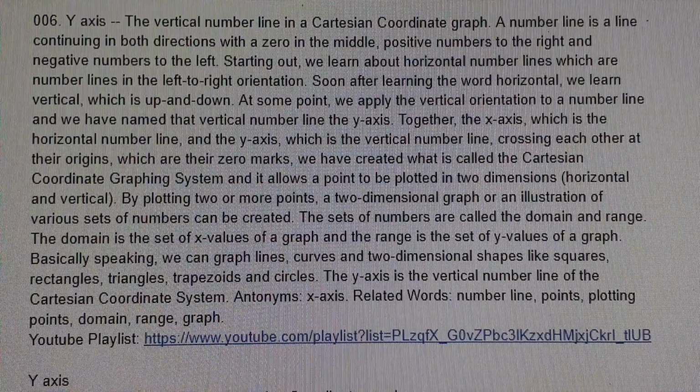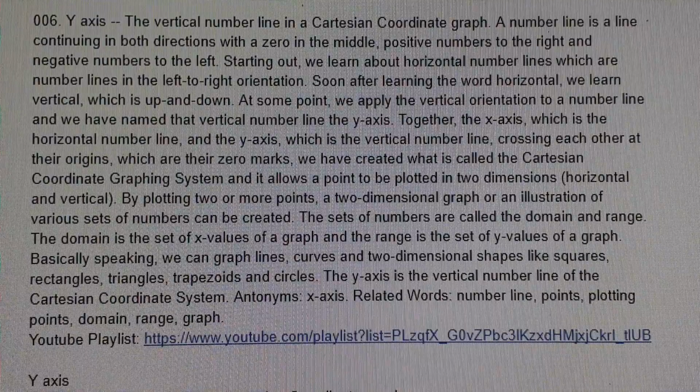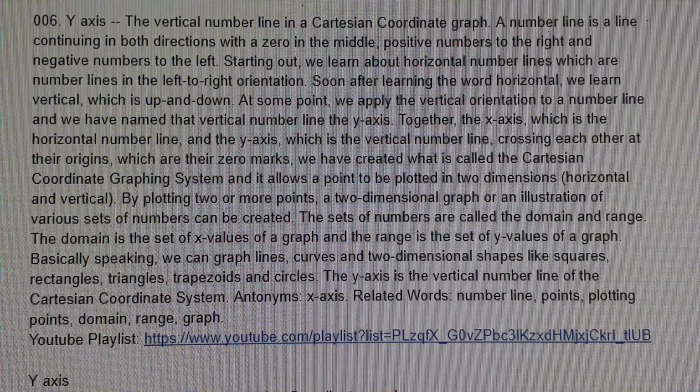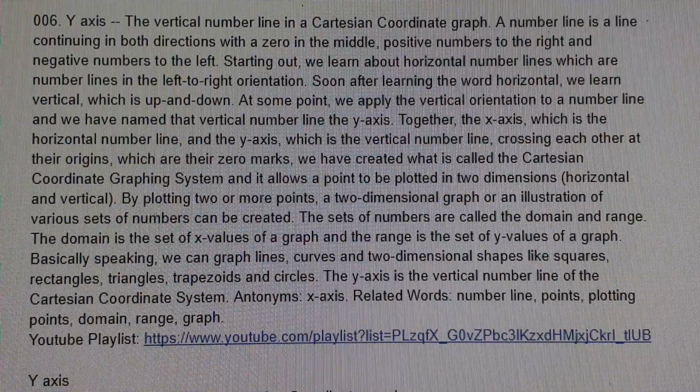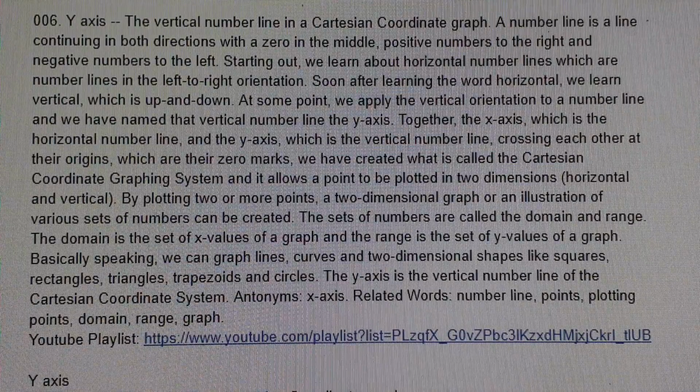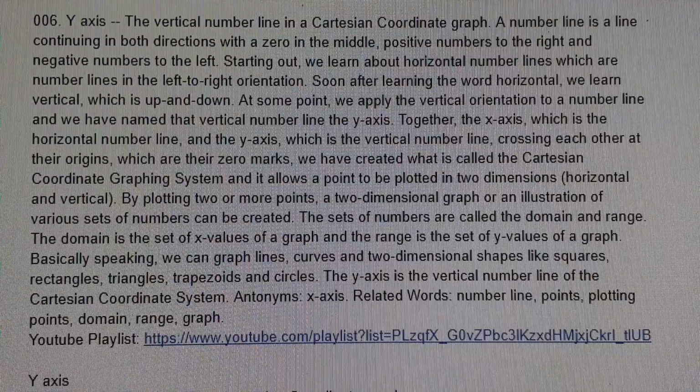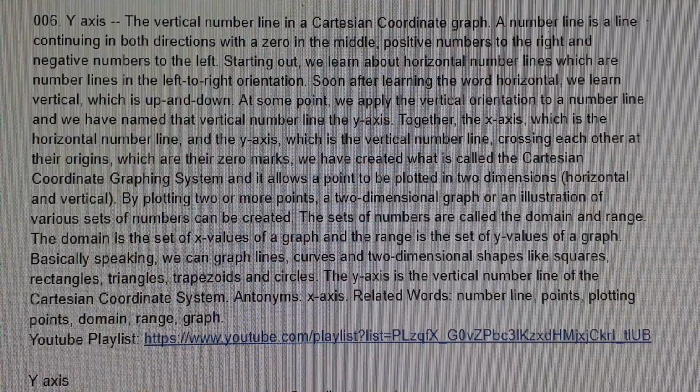Together, the x-axis, which is the horizontal number line, and the y-axis, which is the vertical number line, crossing each other at their origins, which are their 0 marks, we have created what is called the Cartesian Coordinate Graphing System, and it allows a point to be plotted in 2 dimensions (horizontal and vertical).